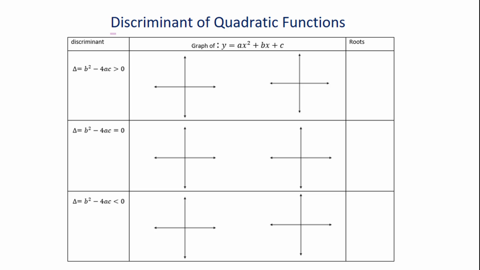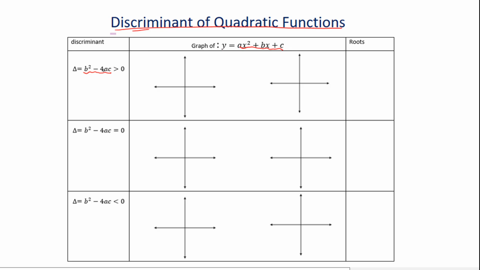This video is about the discriminant of a quadratic function. We know for y equals ax squared plus bx plus c, the discriminant will be b squared minus 4ac. We use the discriminant of a quadratic function to decide how many roots the quadratic function has.